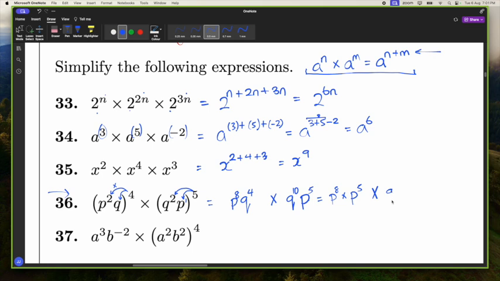And you have the q to the 4 multiplied by q to the 10. And so we could see we could add these indices. So p and p, 5, 6, 7, 8, 9, 10. No, wait, 8, 9, 10, 11, 12, 13. So that is p to the 13 times q to the 14.